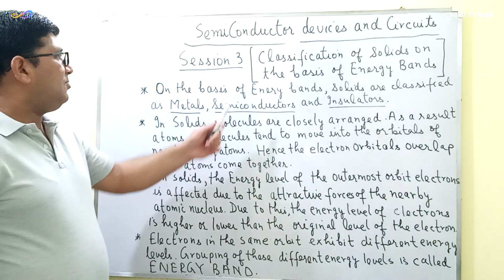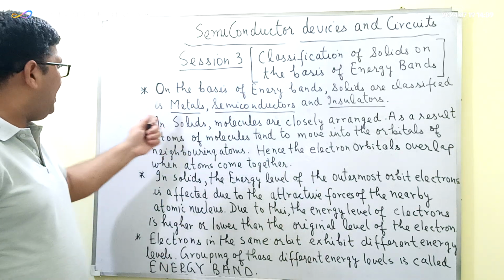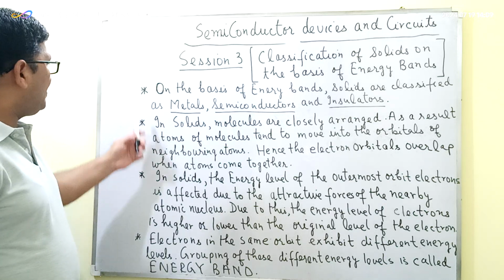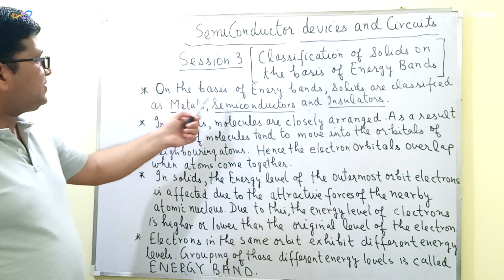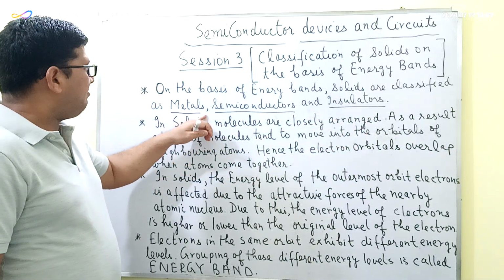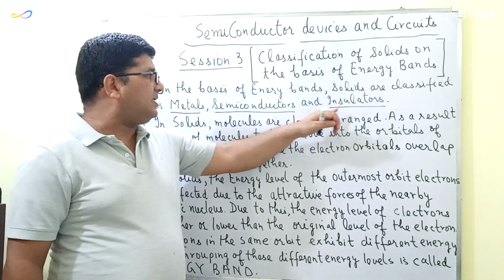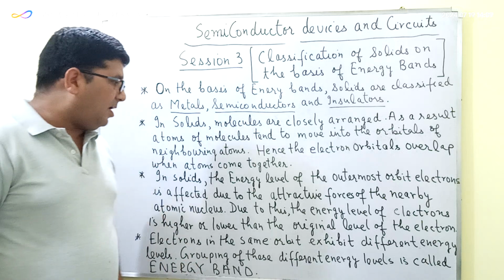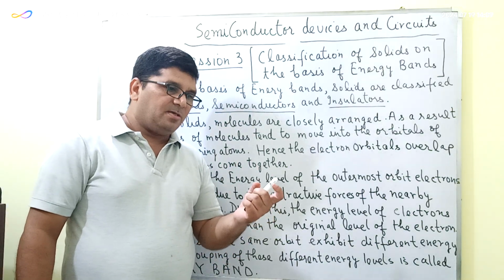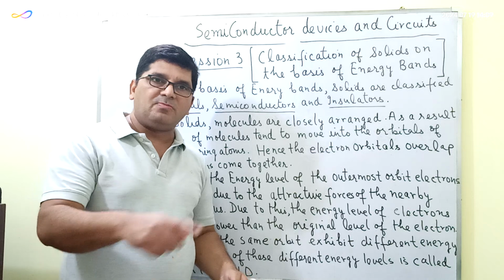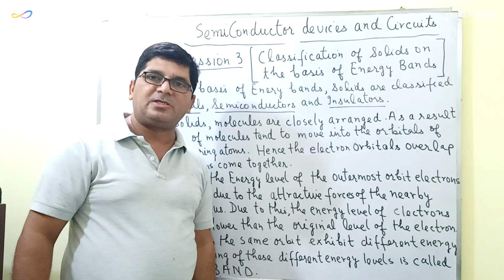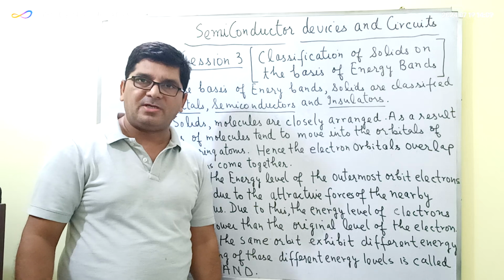With regards to this topic, I have written down here four important points. The first point is, on the basis of the energy bands, the solids are basically classified as metals, semiconductors and insulators. Now, in the case of an isolated atom, the electrons which are moving in the different orbits around the nucleus have got a definite energy level.